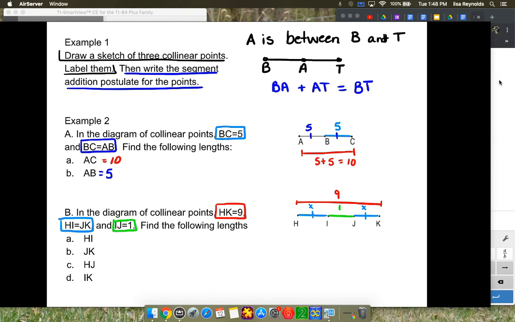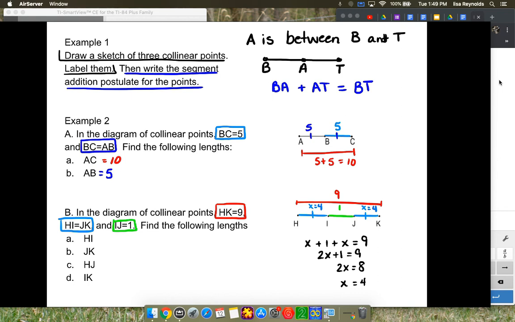So what I'm going to do is use this segment addition postulate in order to calculate the length of those missing pieces. So the first piece plus the second piece plus the third piece equals the whole thing. So x plus 1 plus x equals 9. So this is 2x plus 1 equals 9. Subtract the 1. So 2x is 8. Divide by 2. So x is equal to 4. So now I know that each of these x values is 4, and I can answer all of the questions.